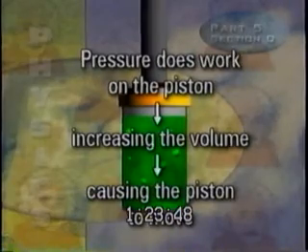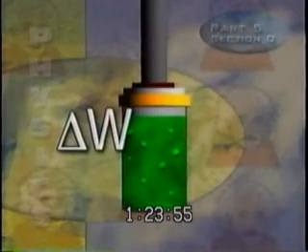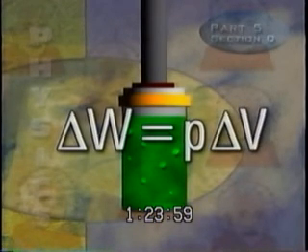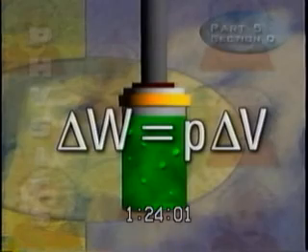Believe it or not, there's a cool equation that puts this relationship in a form we can put to good use. Here it is. The change in work, delta W, equals the pressure of the gas, little p, times the change in volume, delta V. So, delta W equals little p delta V.